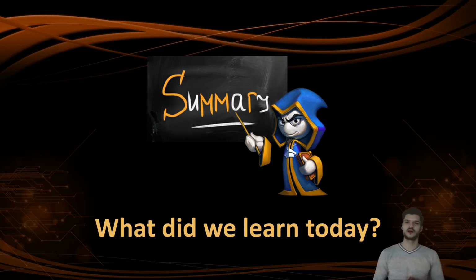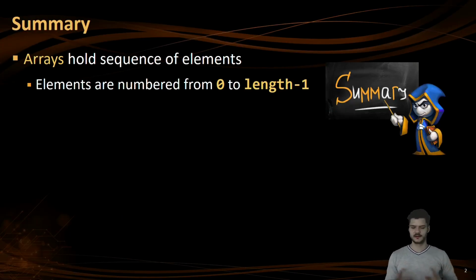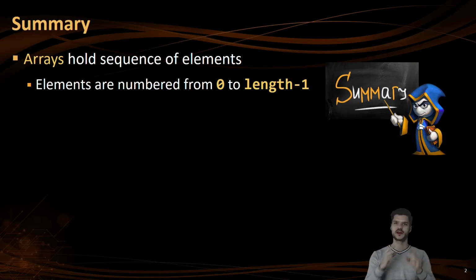Okay, guys, so we are at the end of our arrays lecture and it's time for a summary. What we learned today is that arrays hold elements of the same type. They have fixed length, and all the elements that an array contains are numbered from 0 to the length - 1 of the array.